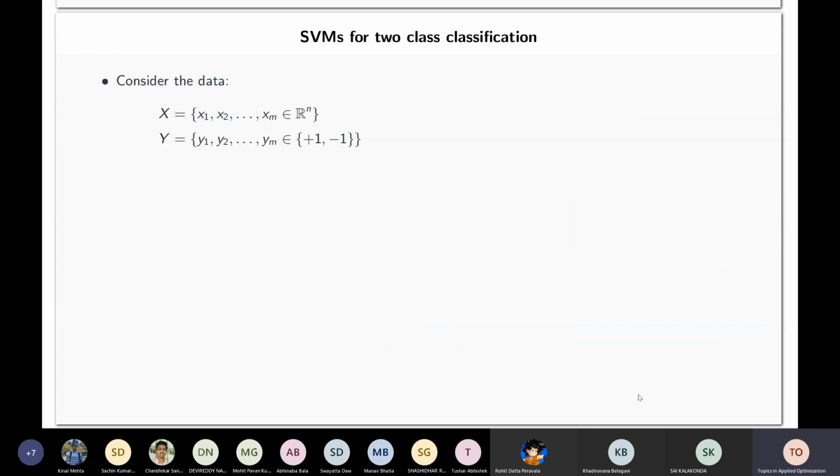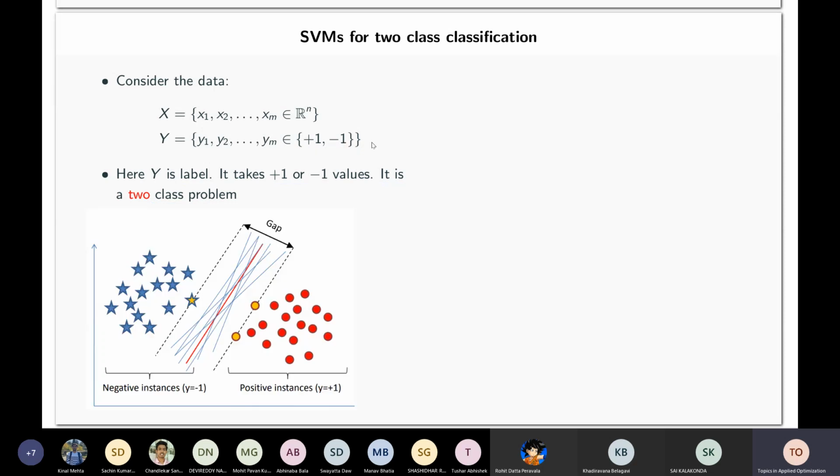So what we are given in hand is the label data, which is this: the features data and then the corresponding label. This is the data corresponding to patient 1, this is the data corresponding to patient 2, data corresponding to patient M, and then whether the patient has the disease or not, which is given by +1 or -1. So Y1 could be +1 or -1, Y2 could be +1 or -1, and so on. This is the label data we are given. It is called label data because we are also given Y for a given X. Here Y is the label, and it takes a +1 or -1 value. It is a two-class problem because I have only two categories: either the patient has the disease or no disease.